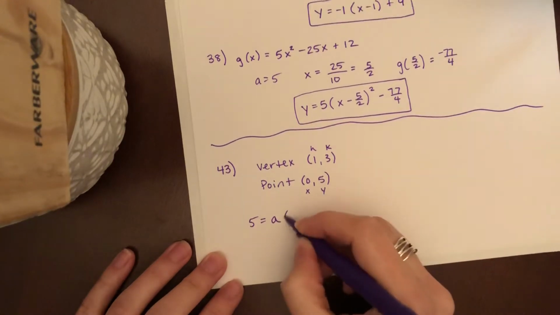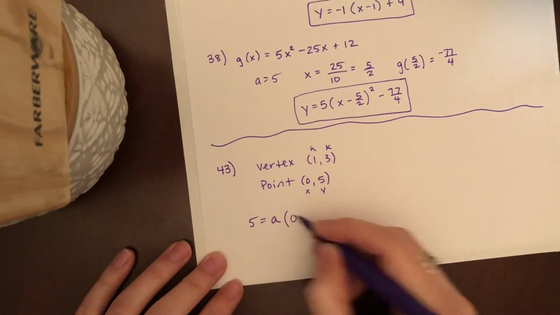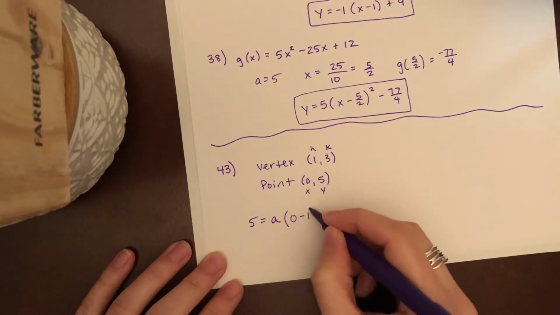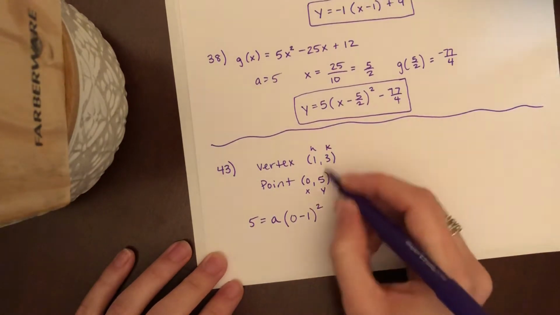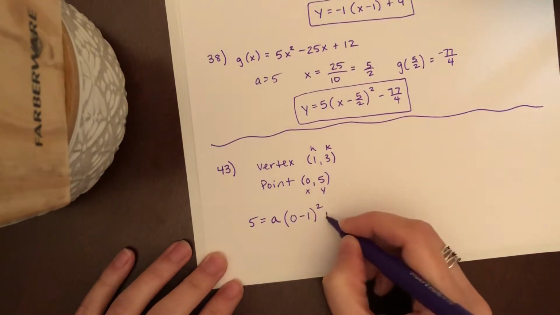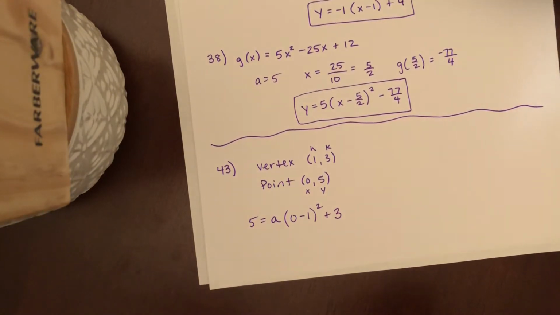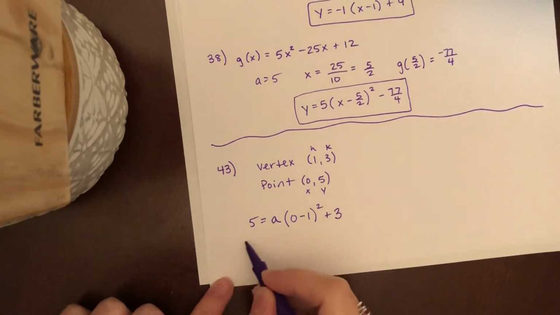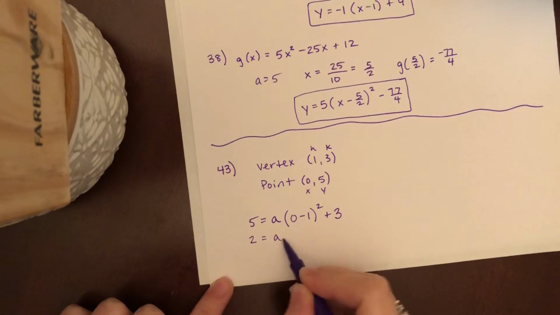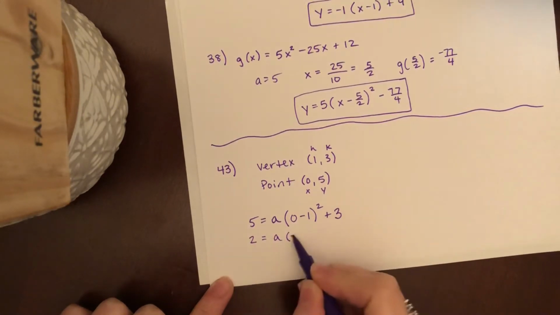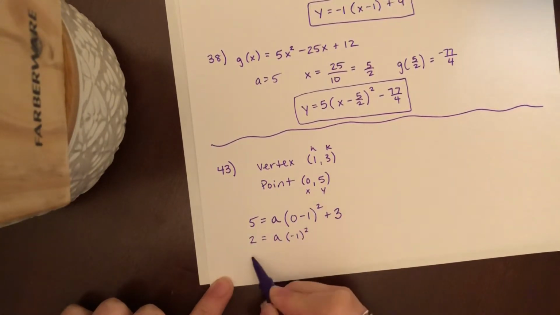Okay, a is unknown. Our random x coordinate is 0 minus our h value. Make sure you have the squared, and then bring down k. Once you have everything plugged in, all you're working on is simplifying. Use order of operations, get a by itself. So we can subtract the 3. This is negative 1 squared, which is just 1. So a is going to equal 2.